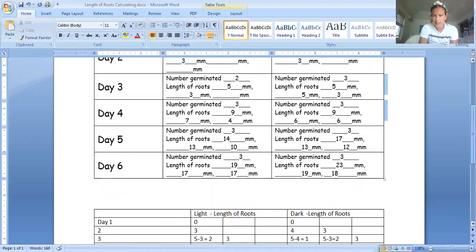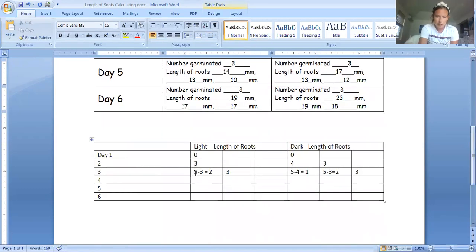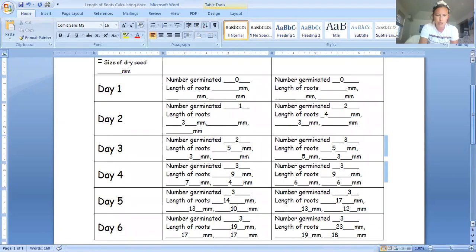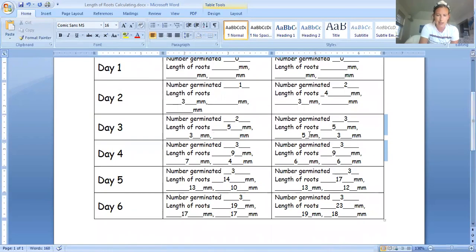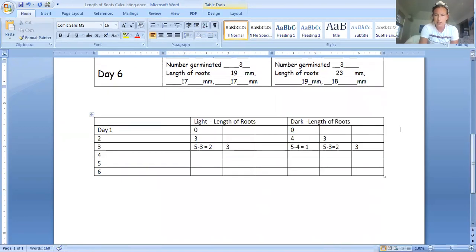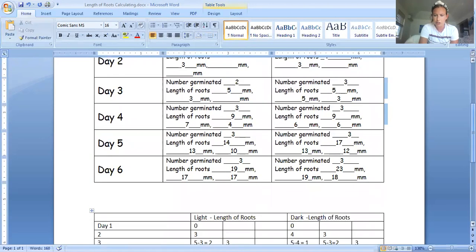And then I filled it in my column for bean 1 here. 5 minus 3, 2. So I'm going to know that on day 3 it grew 2 millimeters. And then my second seed germinated in there, and it's 3. So I, again, go and fill in 3. And then for my dark, I have to do the same.